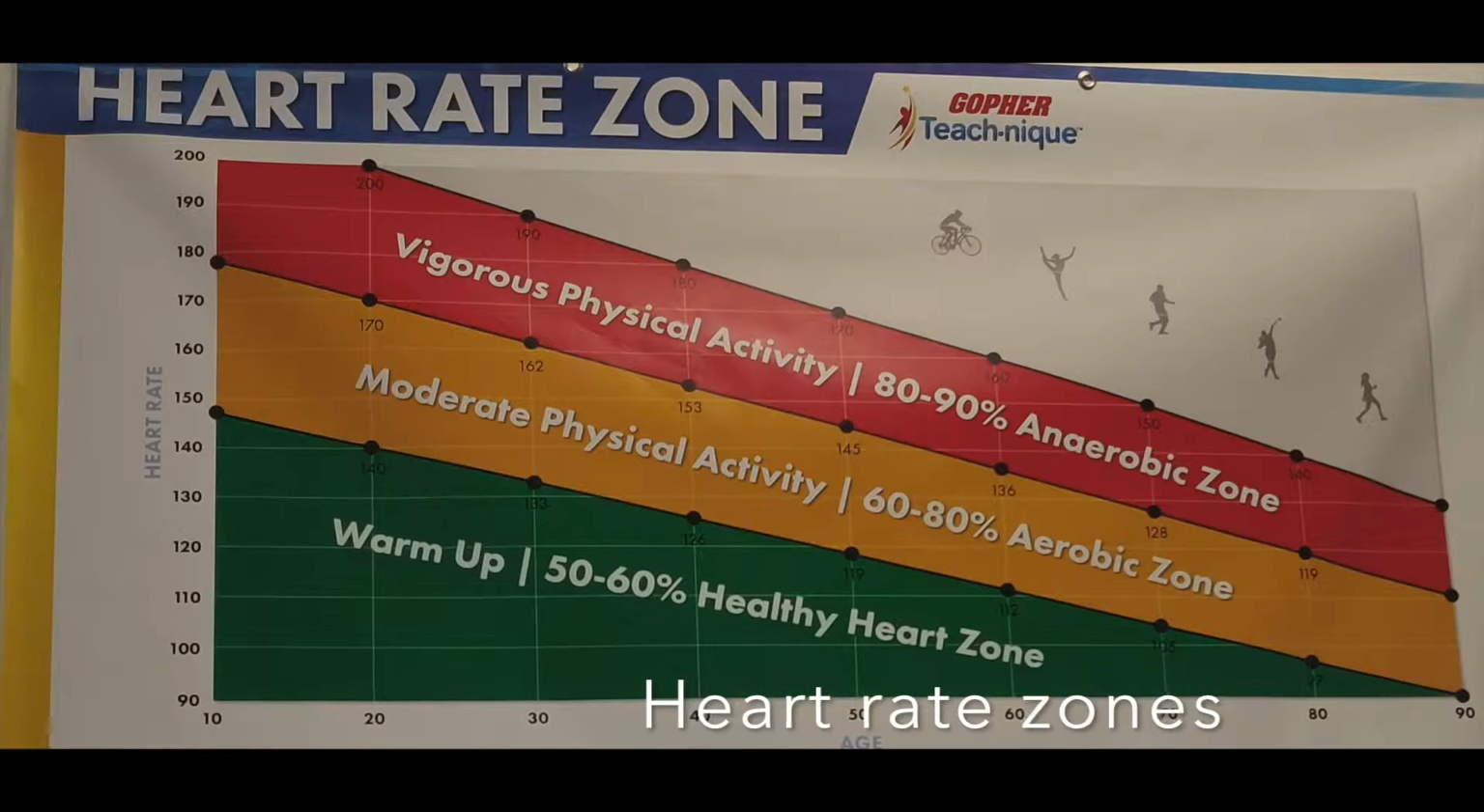Heart rate zones should be used as a guide to measure how much effort you are putting into your workout. In this specific example, there are 3 heart rate zones: the vigorous physical activity, the moderate physical activity, and the warm-up. Out of these 3, if you want maximum effort level, you should be aiming for the vigorous physical activity. This should be around 80 to 90% of your effort level. Depending on your age, the beats per minute that your heart should be pumping at to stay in the vigorous physical activity level would vary.